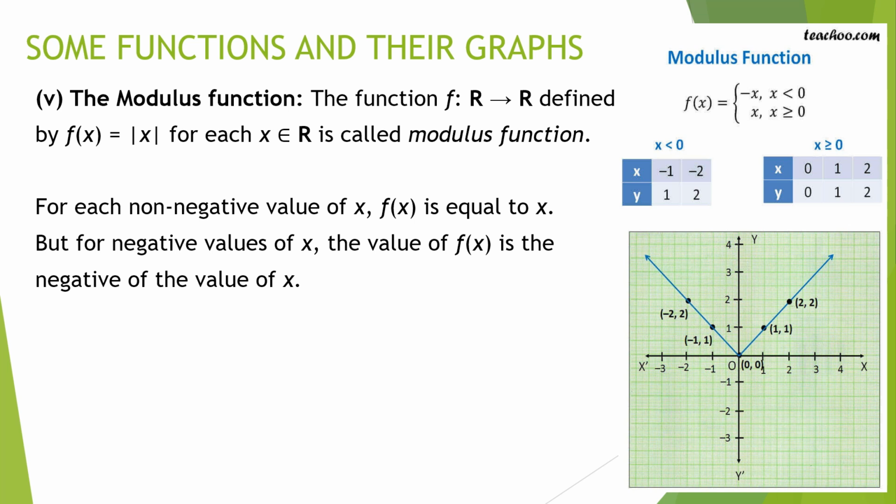That means actually your f(x) can never be negative. So if it is 1, then f(1) will be 1. If it is 2, f(2) will be 2. But f(-1) will also be 1 and f(-2) will also be 2.